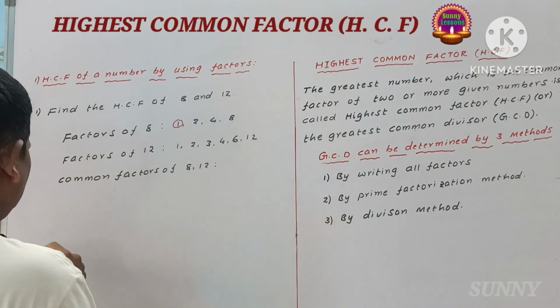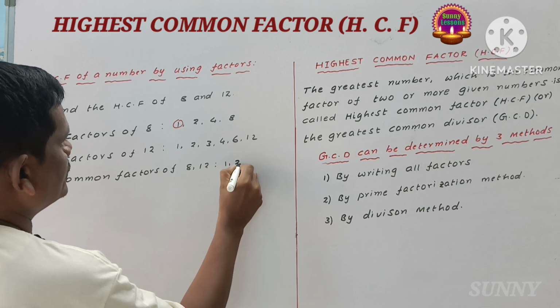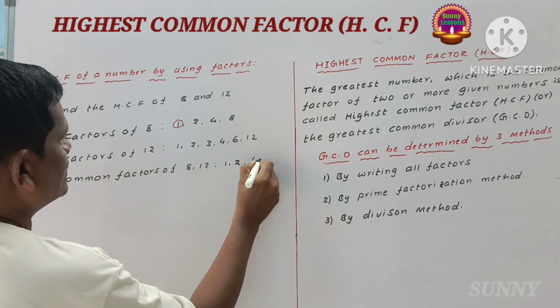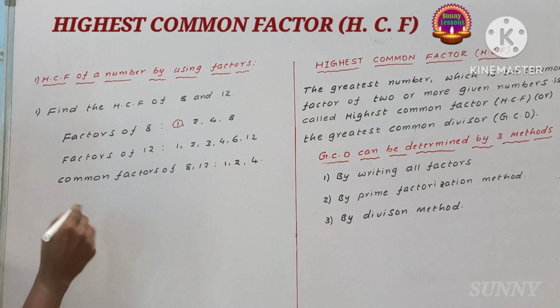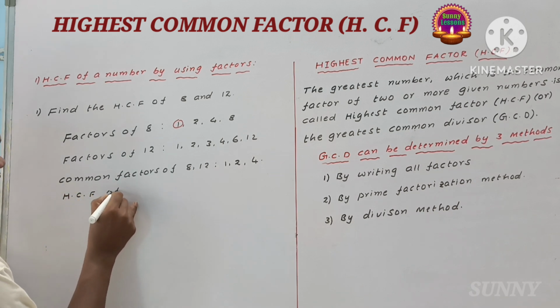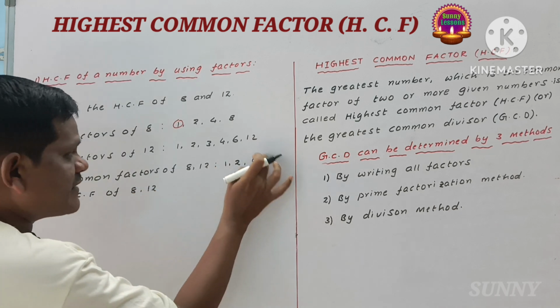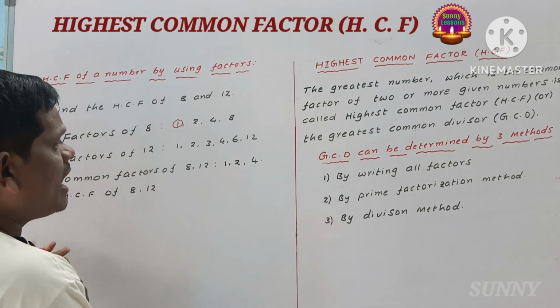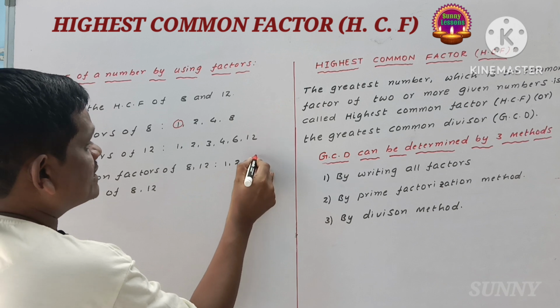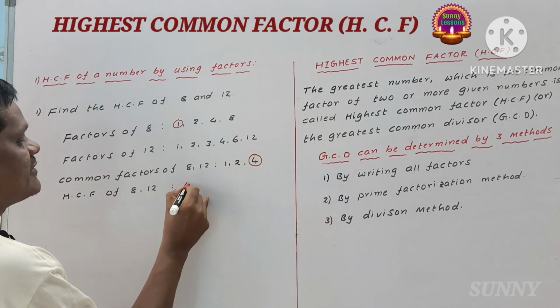1, 2, 4. Yes. The HCF of 8 and 12: in these common factors, the highest factor is 4. So, the HCF of 8 and 12 is 4.